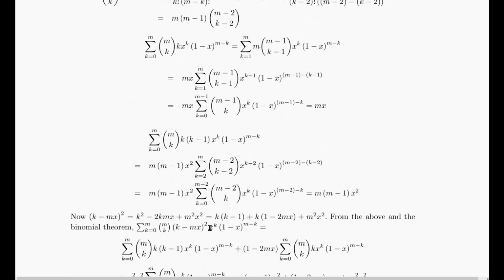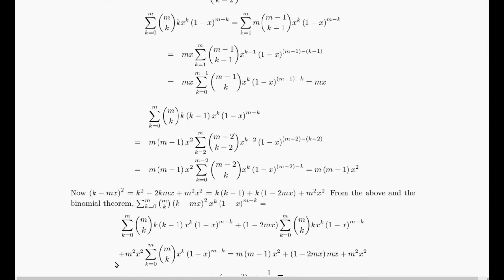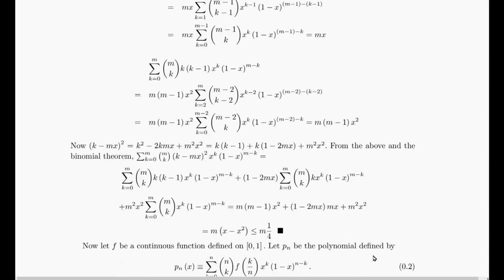So this expression I'm trying to estimate will be equal to this plus this times kx^k times this plus this. And from what we just discussed up here, we get an mx for this one and an m times (m - 1)x² for that one, I get this. Now if you simplify that, it's m times the quantity (x - x²). Now if you go inside here and complete the square, you'll see that the biggest this can be is 1/4.